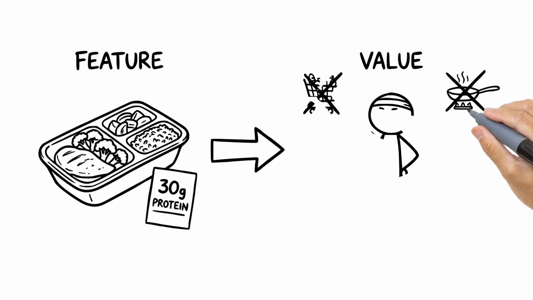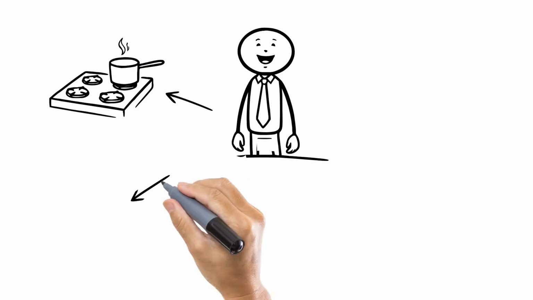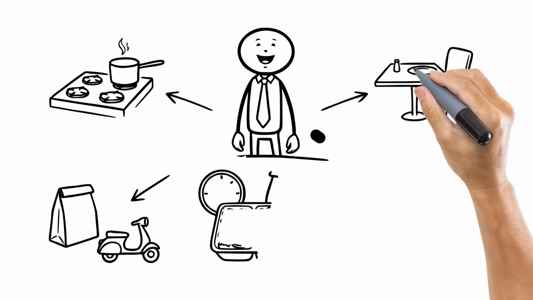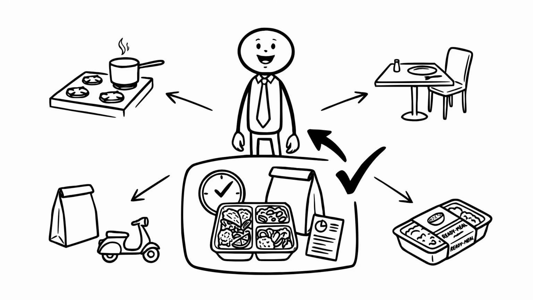Do not confuse features with value. "Meals contain 30 grams of protein" is a feature. The value might be helping fitness-focused customers meet their daily protein goals without spending time planning, shopping, cooking, and calculating portions. Compare your offer with the customer's alternatives. They could cook at home, visit restaurants, use another delivery service, or buy packaged meals. Your value proposition should explain why your solution provides a meaningful advantage.